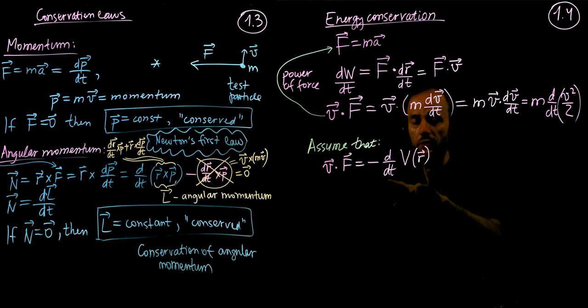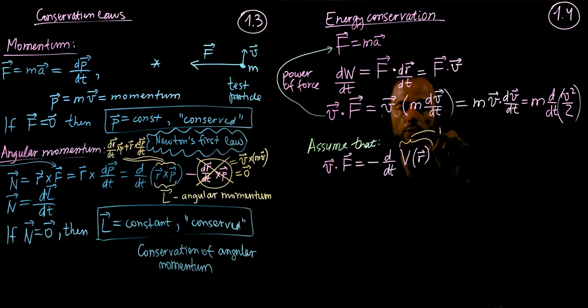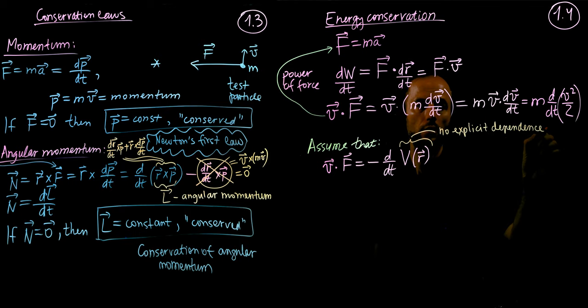But what this allows us to do right now is to integrate this equation, because on the right-hand side we get a full time derivative, and so we do on the left-hand side now with this assumption. Here, what is important is that the time dependence comes here only through coordinates. So, no explicit dependence on time. That is, dV/dt partial derivative is equal to zero.